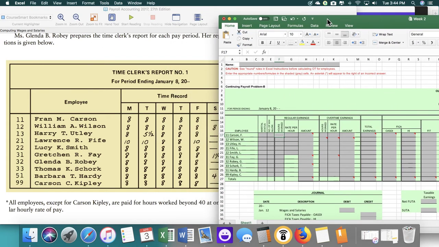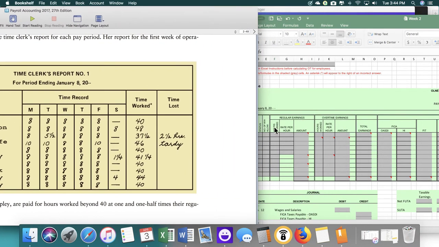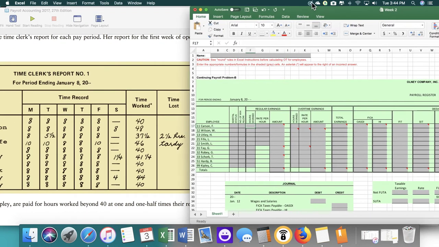So let's do hours worked. Here we're going to list only up to 40 as the highest amount. So he worked 40 hours, 40 and then 8 hours of overtime, 37.5, 40 and then 6, 40, 40, and then 1.25, 40, 40, 40 with 4 hours overtime, and then 40 hours.